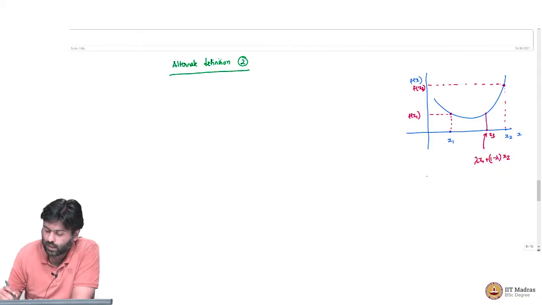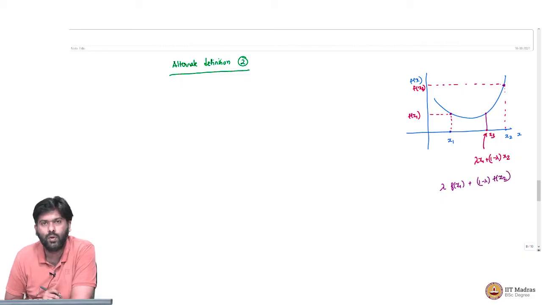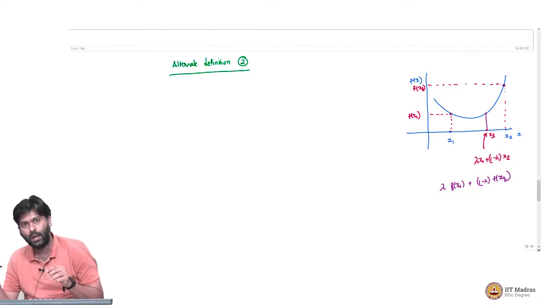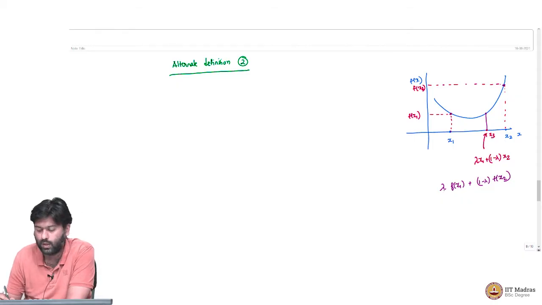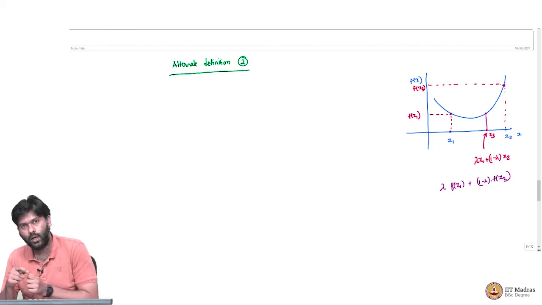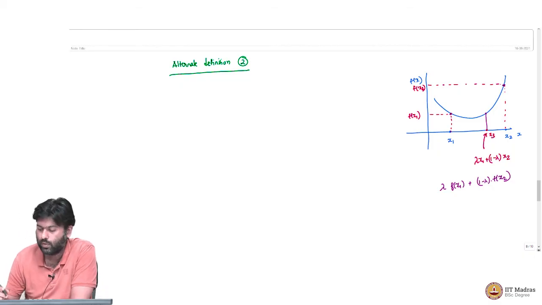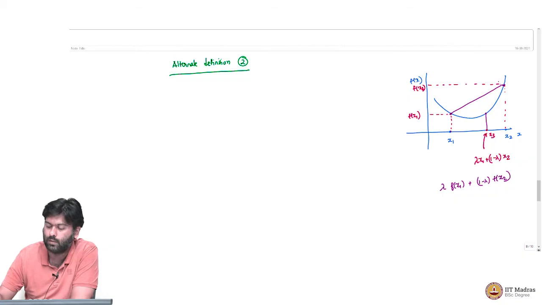So, which means that if I look at lambda times f of x1 plus 1 minus lambda times f of x2, right. If I look at that value, and think of it as a function of lambda, how is that going to look? Well, when lambda is 1, it is going to be f of x1, and if lambda is 0, it is going to be f of x2, and in between it is going to linearly interpolate between these two values, right. And that would be something like this, right.